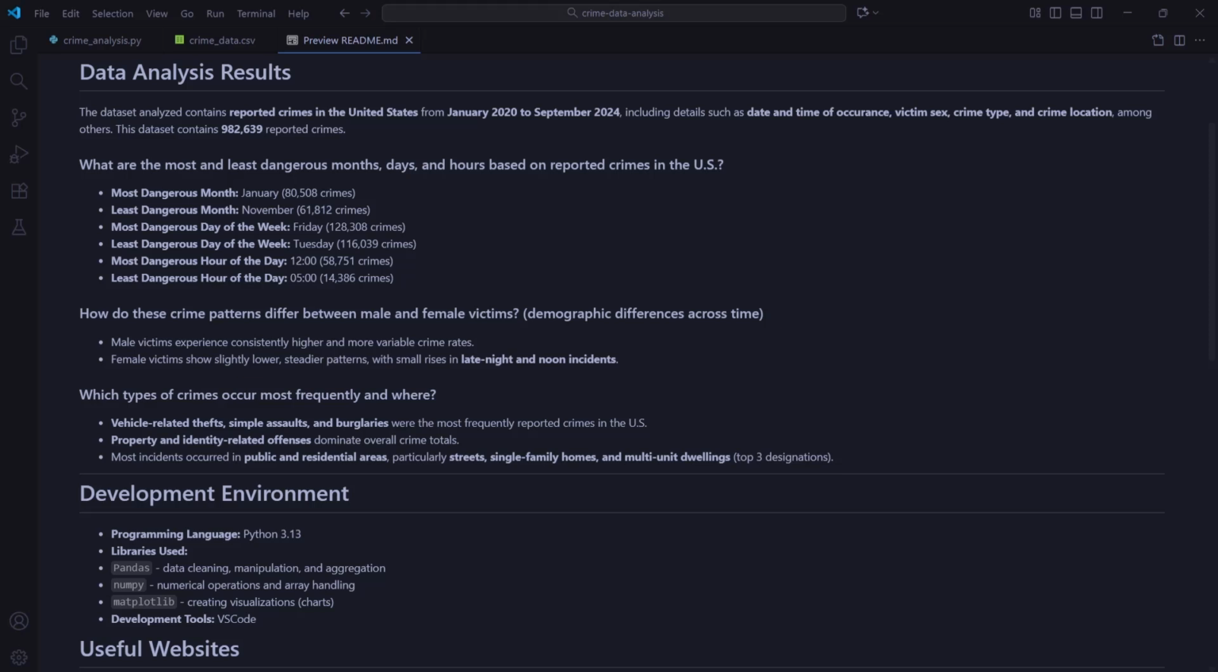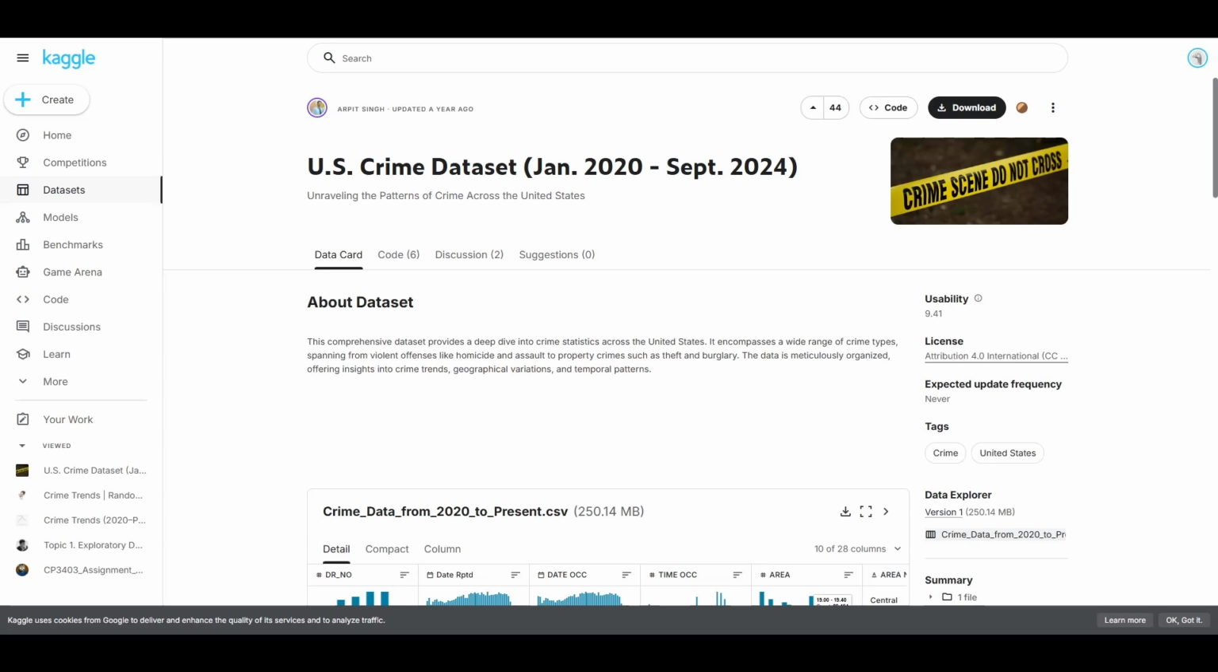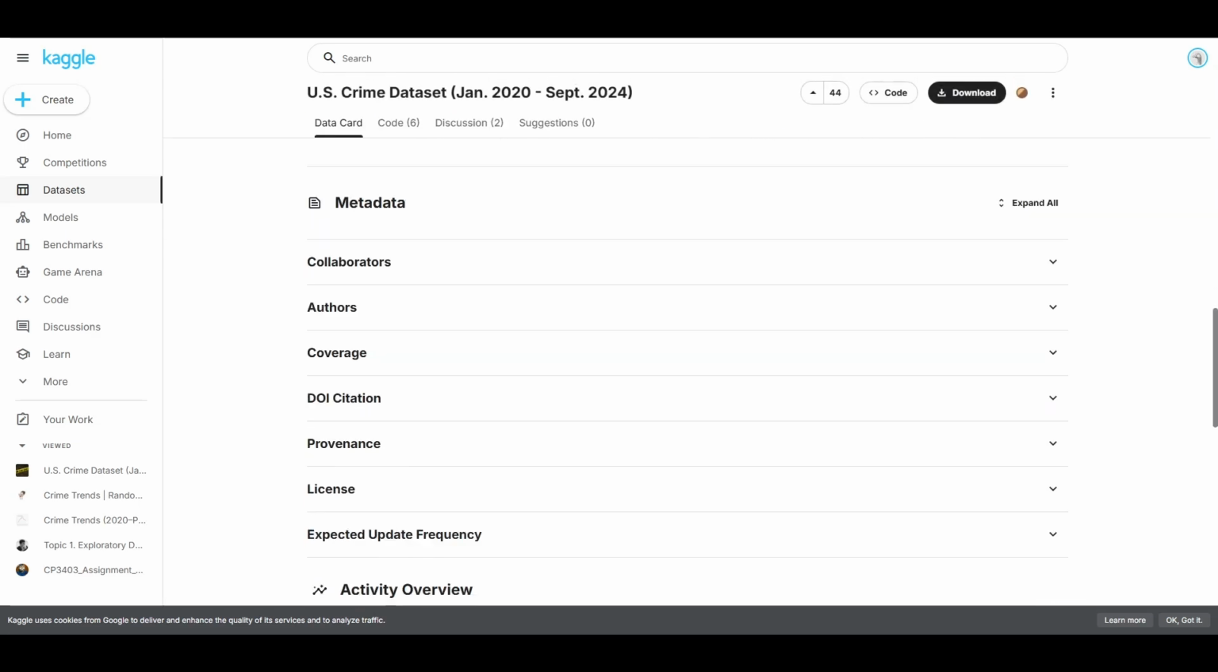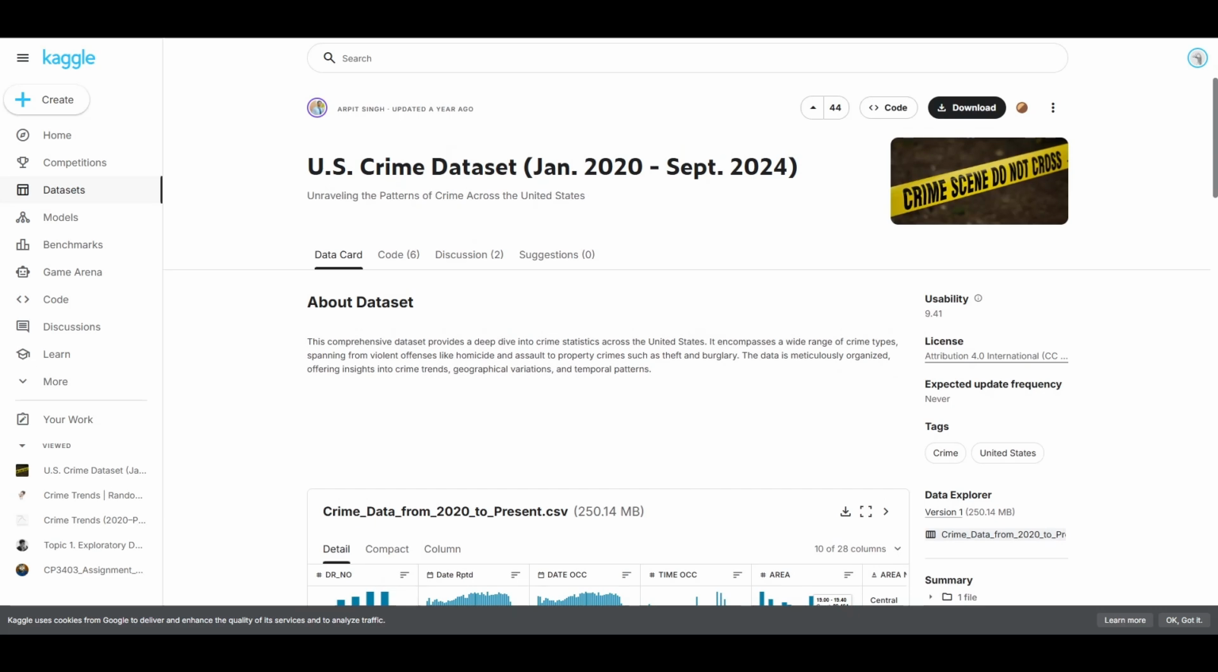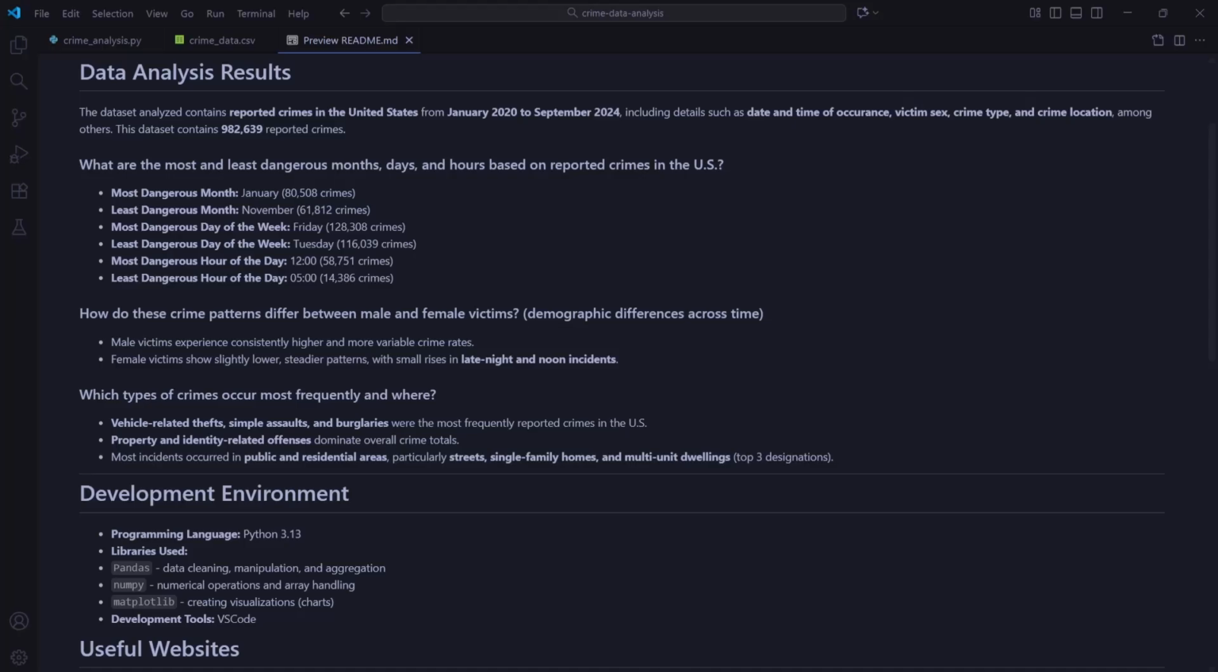I've been working on. So this project revolves around a dataset from Kaggle titled US Crime Dataset January 2020 through September 2024, and this is what it looks like on kaggle.com. But once you download it, you're going to get a CSV file that contains 982,639 reported crimes, so almost a million rows of data.